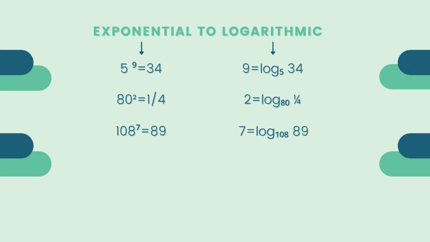Example number 4. 3/5 to the power of 4 equals 50. In logarithmic form, this is 4 equals logarithm base 3/5 of 50. Example number 5. X to the power of 9 equals 3. In logarithmic form, this is 9 equals logarithm base x of 3.